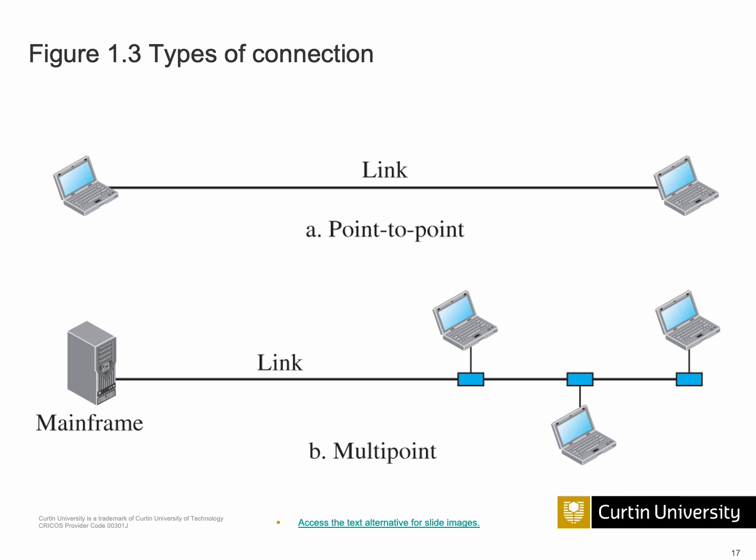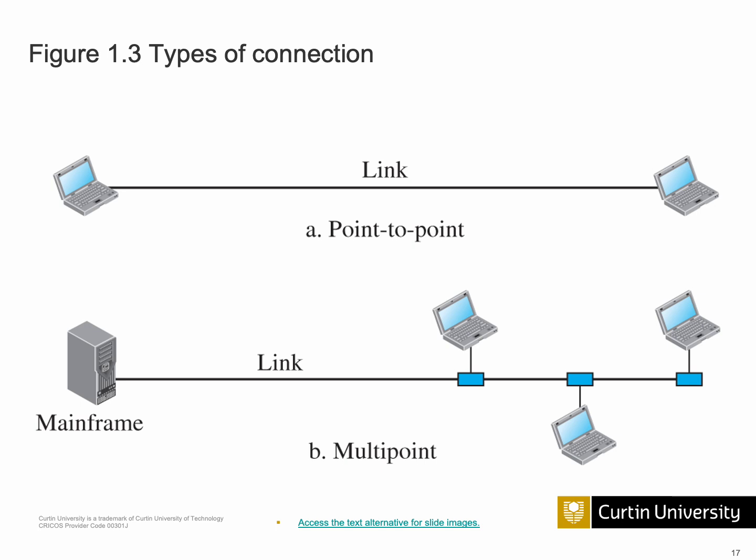So there are two different types of connections. One is the point-to-point, and the other one is the multi-point. A point-to-point connection will provide a dedicated link between two devices. So the entire capacity of the link is reserved for transmission between those two devices.